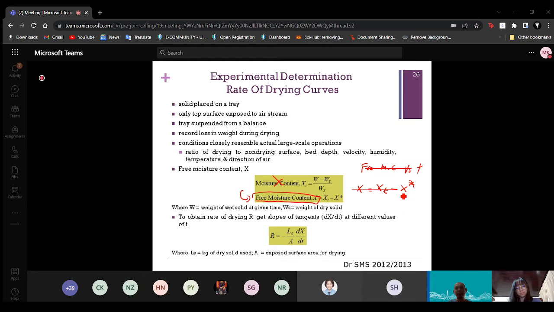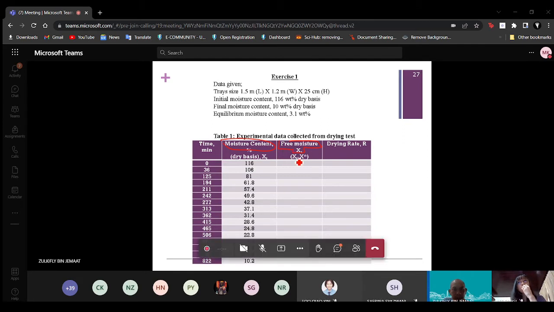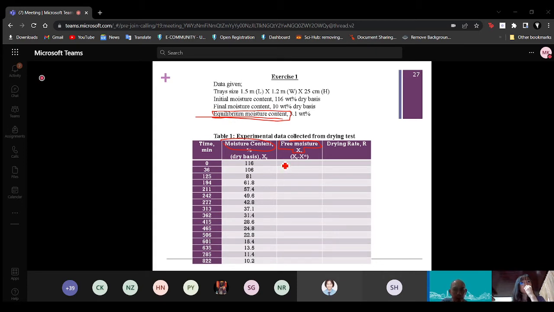Okay, asterisk basically, what is this? So this is equilibrium moisture content. Okay, so in this exercise, you see that they have this free moisture, which is xt minus x star. So which one is x star here? Equilibrium moisture content. So how to get this one? You have like 1.16. You have to minus everything with 3.1%. 3.1 meaning that 0.031. And then you get the new value of free moisture.